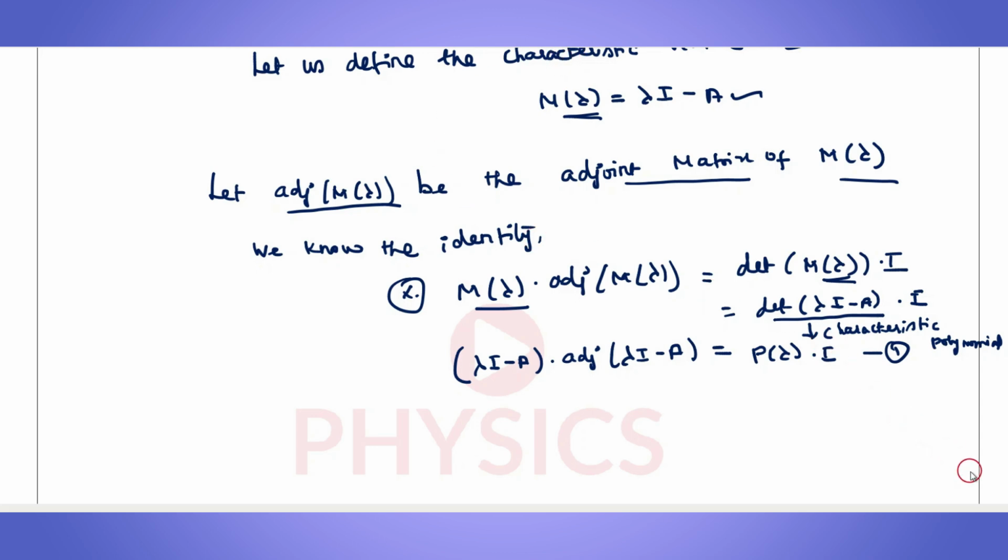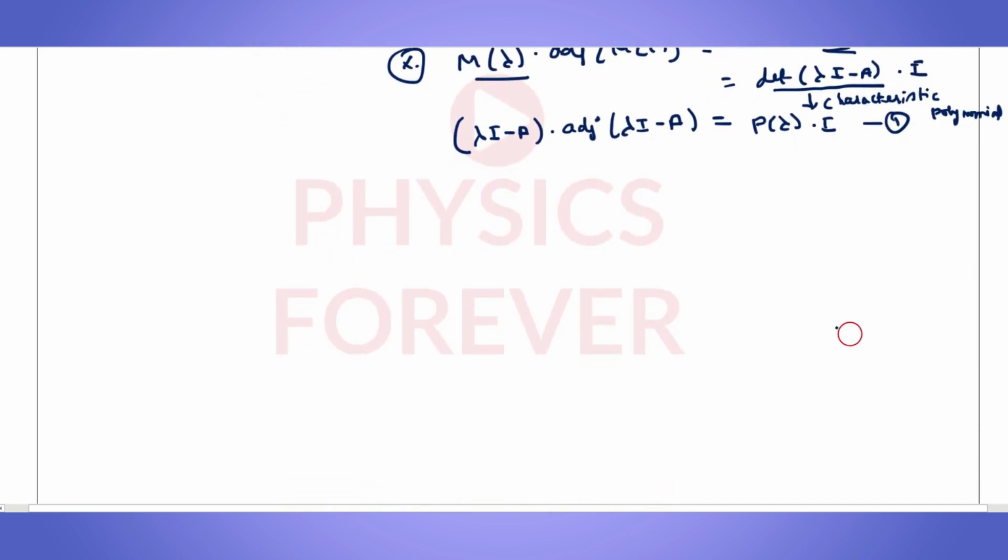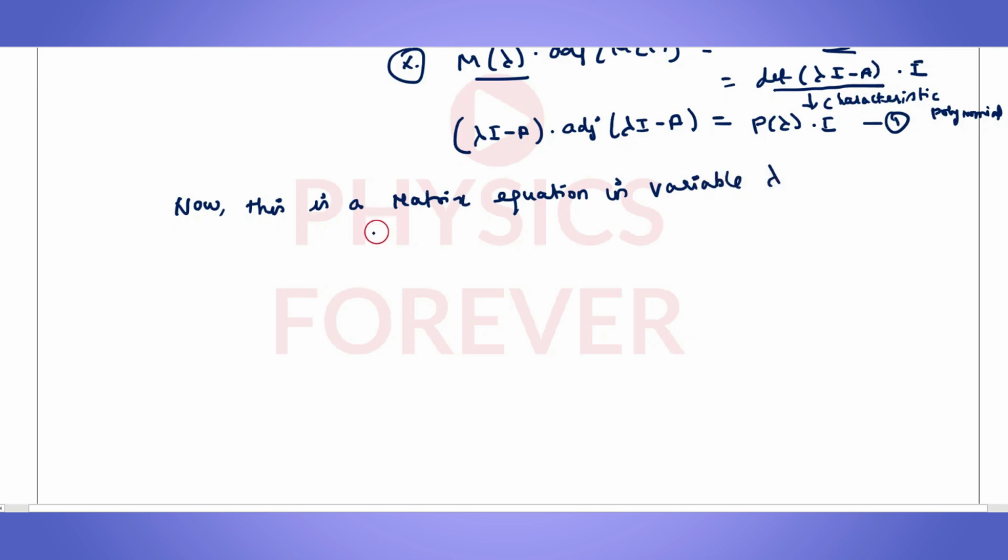I hope you can understand. So now this is the matrix equation in the variable lambda. Now, as already stated in the statement, we have to replace lambda by the matrix A in equation 1.